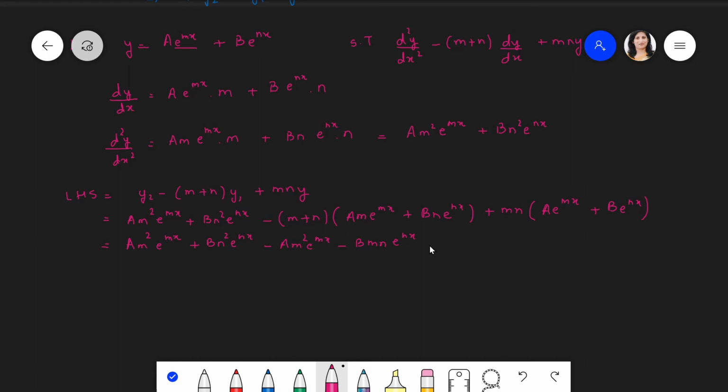Next we'll multiply by n: minus amn e to the power mx minus bmn e to the power nx, and then the last two terms, amn e to the power mx plus bmn e to the power mx. So now you can see here certain terms cancel out, so this term will cancel with this term.